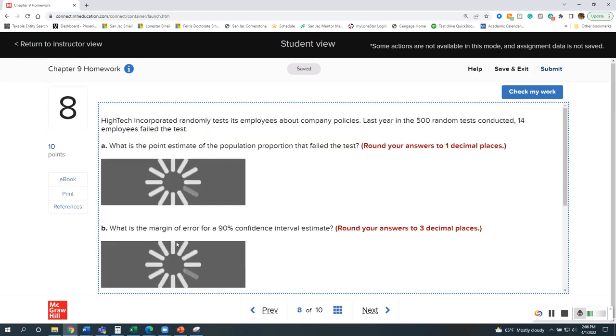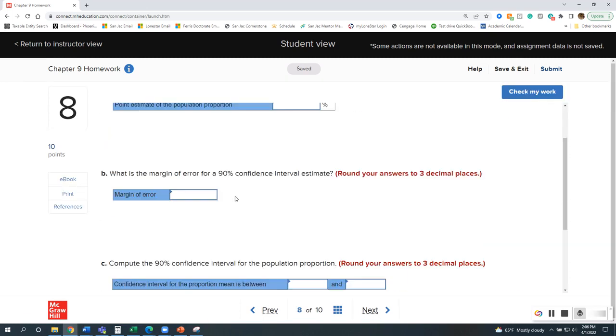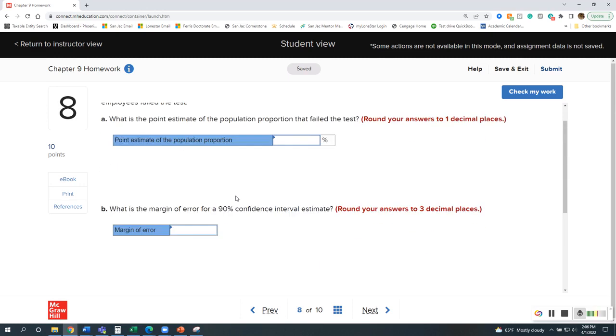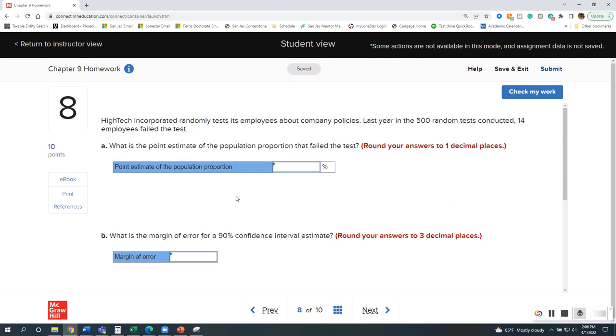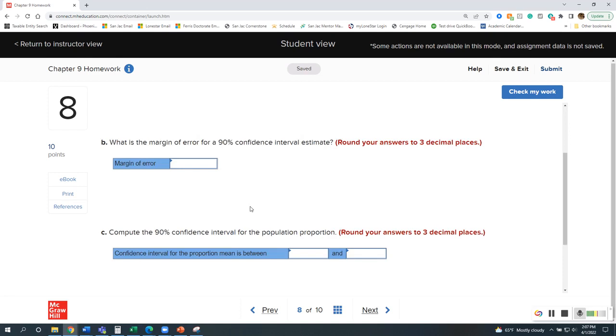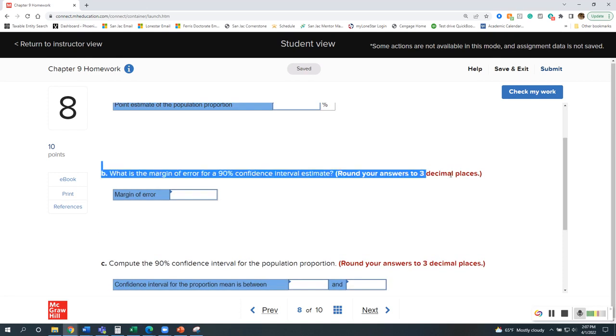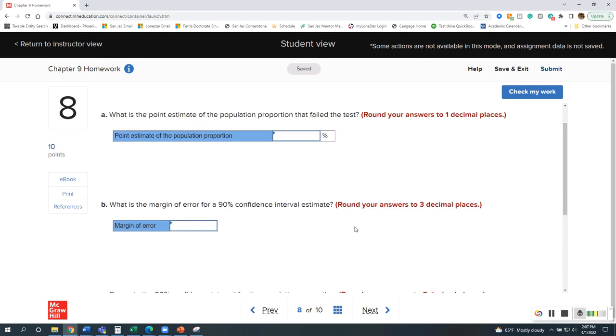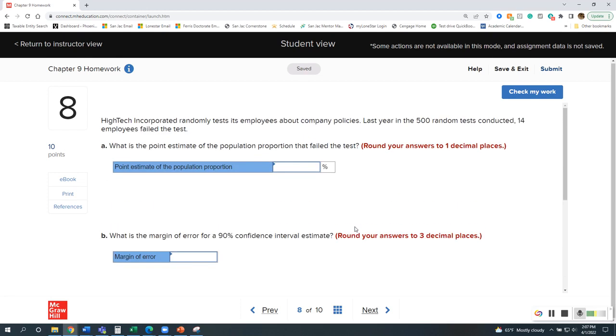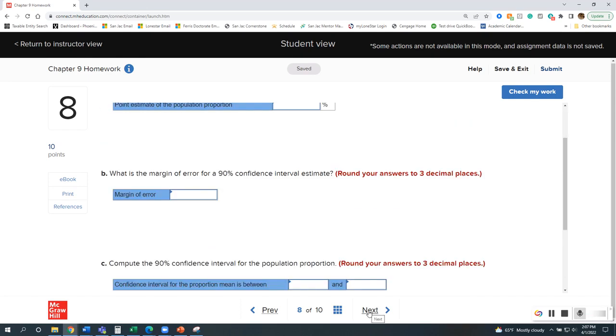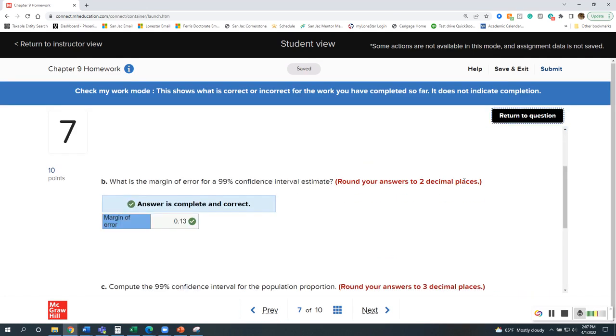Alright, let's see what 8 has in store. Okay, so again, we have 3. Looks like High Tech Incorporated randomly tests employees of the company. Last year it was 500 random tests, included 14 employees failed the test. It looks like the same, except this one actually does 3 decimal places as the last problem, as problem 7. So I'm not going to go over this one. This one I'm going to test your skills. See if you understand. At least this one, again, is 3 decimal places besides 2 decimal places.